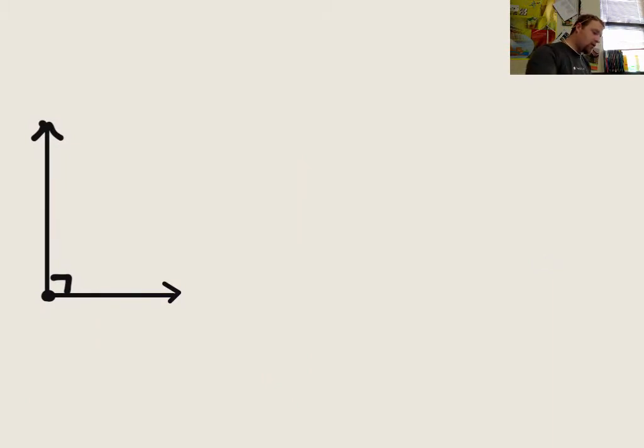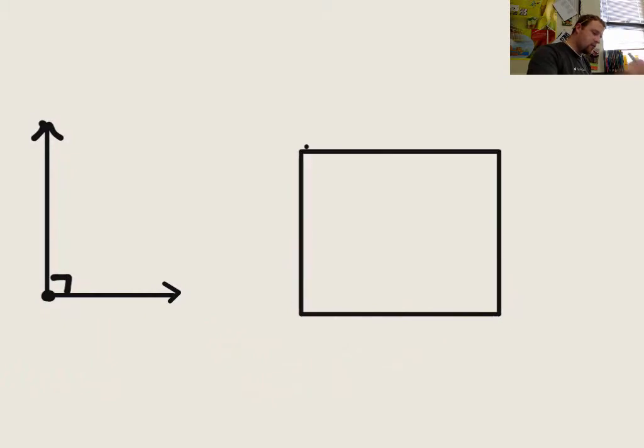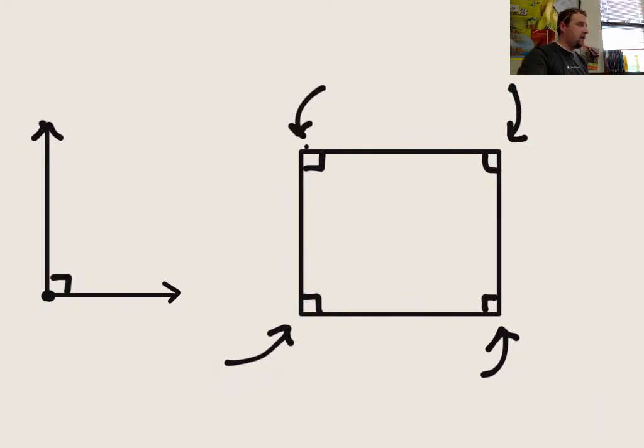There's also squares or rectangles. How many right angles does a square or rectangle have, Mackenzie? Four. Which means that there are four sets of perpendicular lines. They're perpendicular here, here, here, and here.